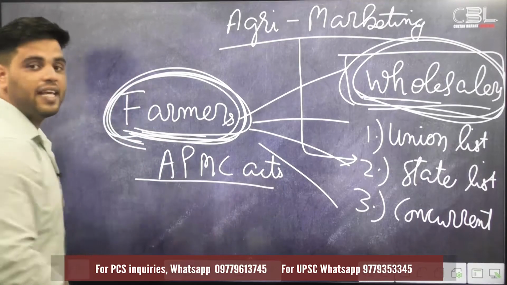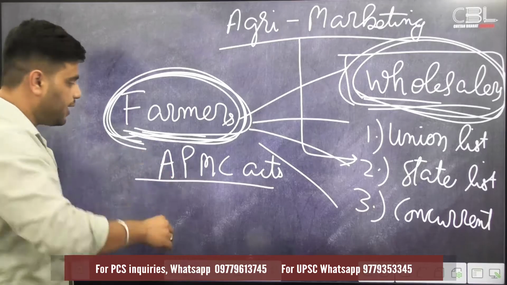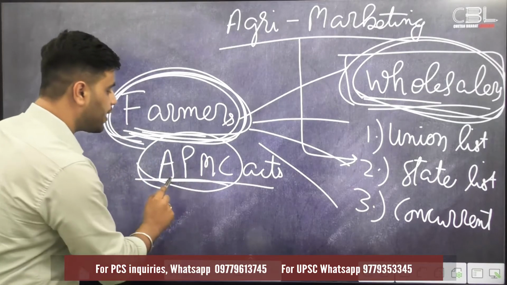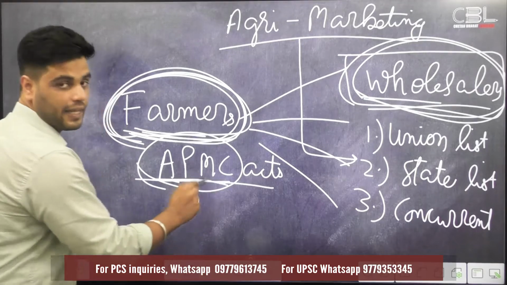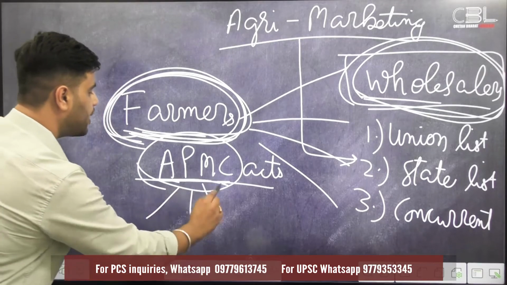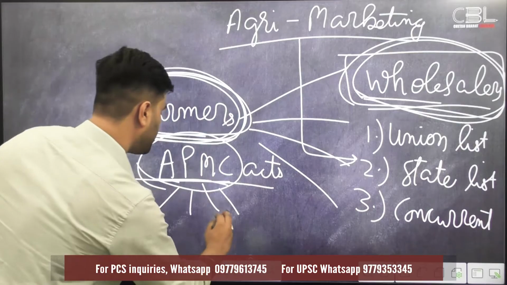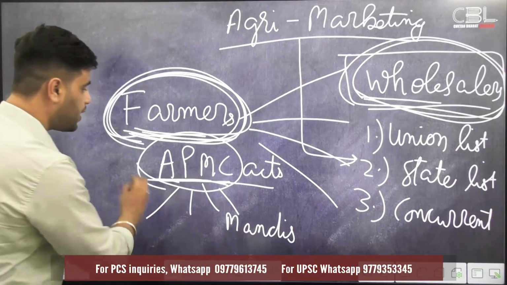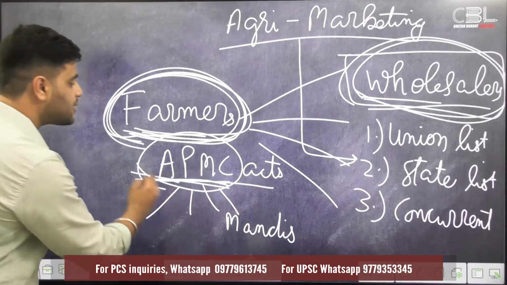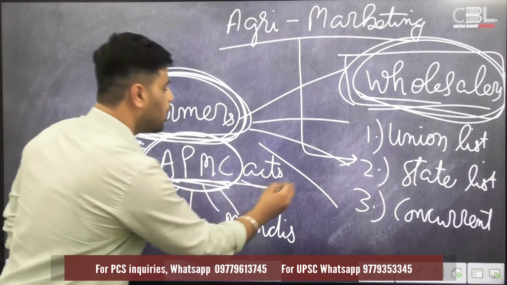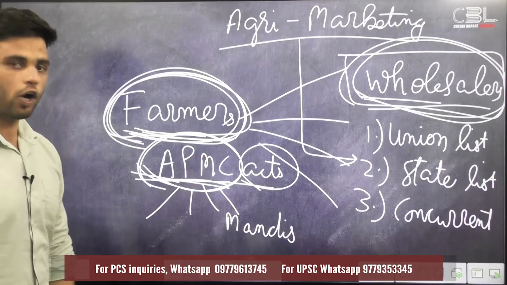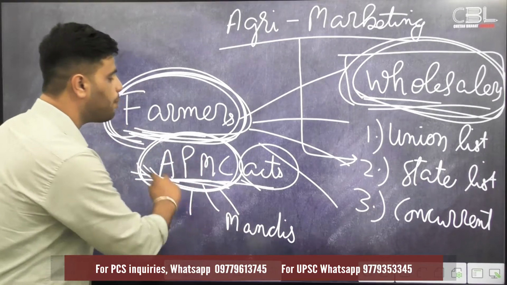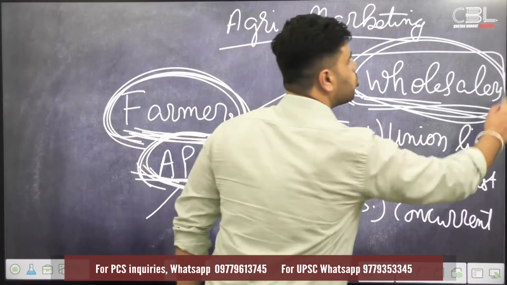Under these APMC acts, in a state, one APMC would be established, and under this Agricultural Produce Marketing Committee would be different marketing yards, or we can call them mandis. So different mandis would be registered under this committee, and this committee would be regulated by this law, this act. All right. Now, under this APMC Act, APMC was given the power to regulate these wholesalers.